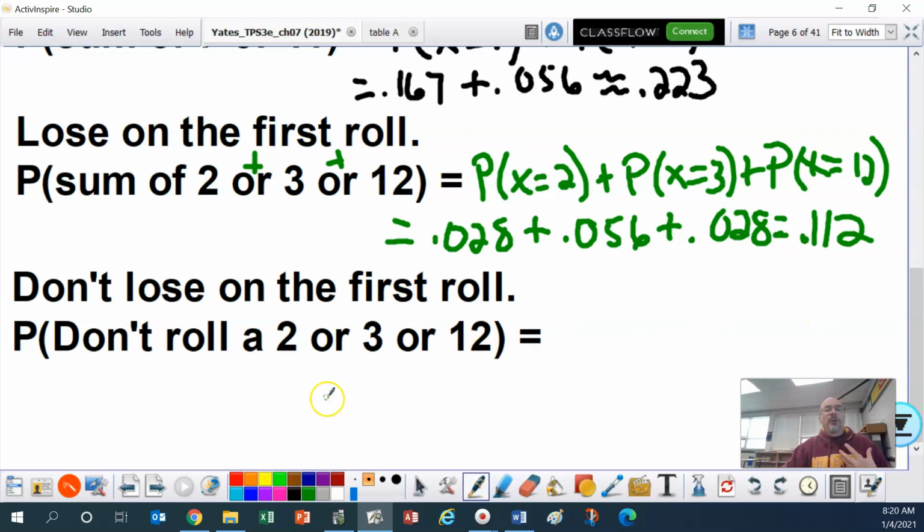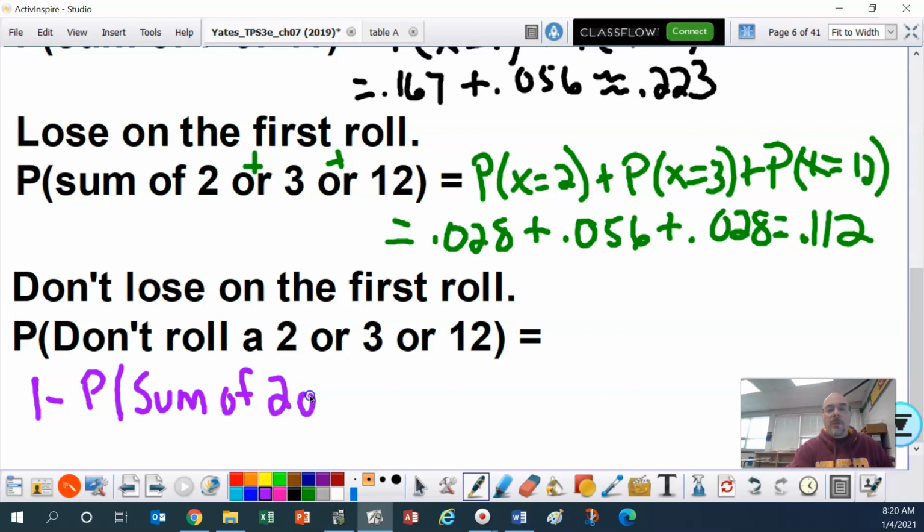Now, your chance of not losing on the first roll. Remember, this deals with the complement rule. So not losing would be this: we would take 1 minus the probability that you roll a sum. Now notice it doesn't say win, it just says don't lose. So you might win or you might have to play it again because you didn't lose automatically. So that means a sum of 2 or 3 or 12.